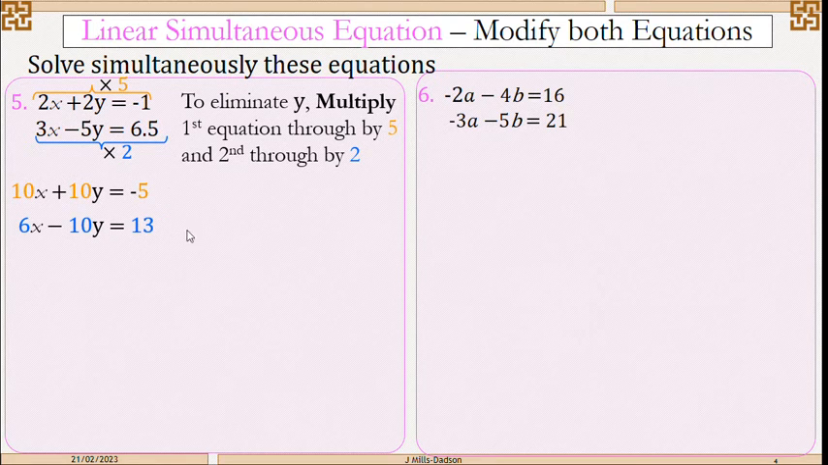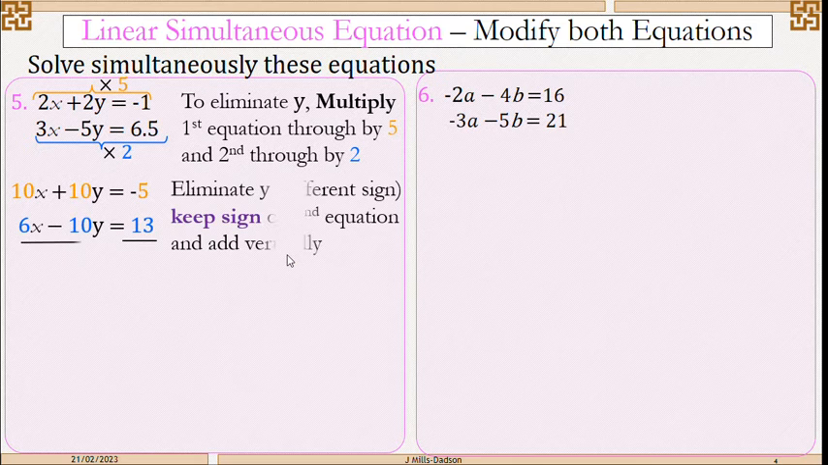So I'm now going to focus on this. Now, because I want to eliminate y, I check the signs. The signs are different, and therefore I will maintain the sign of the bottom line the way it is. So nothing's going to change with respect to the signs of the bottom line. So 10x plus 6x will give me 16x. 10y minus 10y will be 0. So that's the purpose of it.